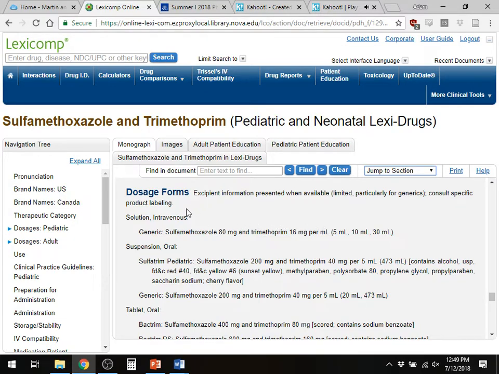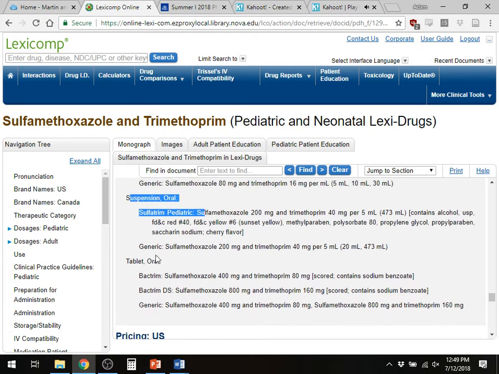Okay, so let's look here. We've got several different dosage forms. We have solution intravenous. Is this what I'm using? Nah, this kid's going to be outpatient, right? Just acute otitis. I don't need to bring him in for that. So no IV. Suspension oral. Okay, that makes sense. This is what I want to use. Notice I have tablets available as well, so if I had an older kid, maybe I could use that instead. You may have to round to different doses depending on what you got based on the calculation. But let's go ahead and use the oral suspension here.